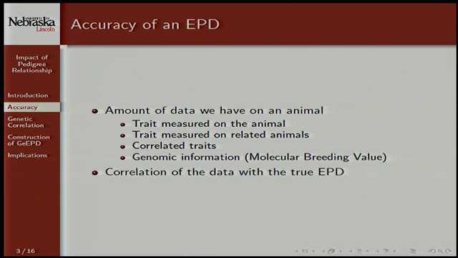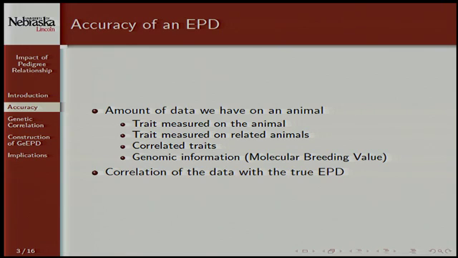And it can come from several sources: either the trait measured on the animal directly, or traits measured on related animals. We're going to get high accuracy on the progeny. We could also take a look at correlated traits, which might be easier to measure. And then the new big thing, incorporating genomic information. The primary way we do that is with the use of molecular breeding values.